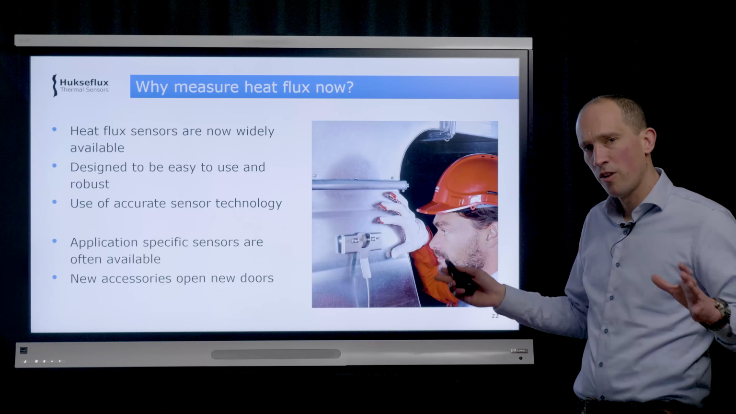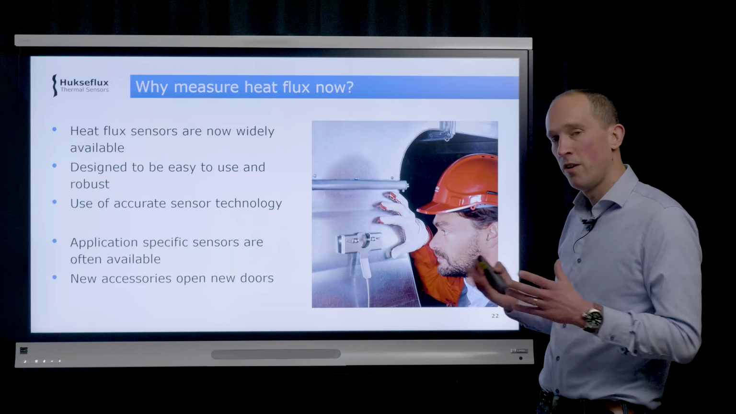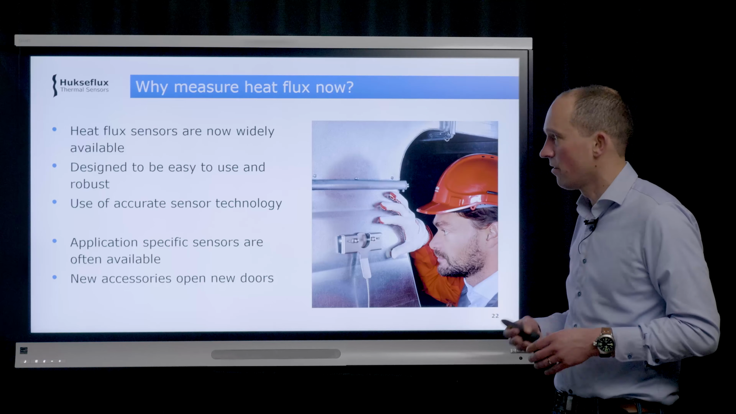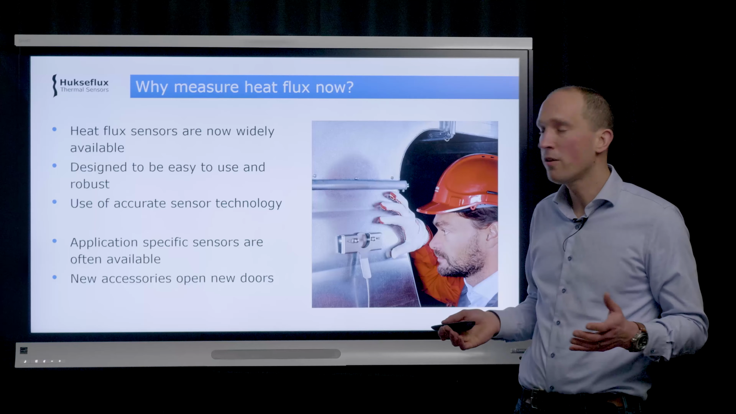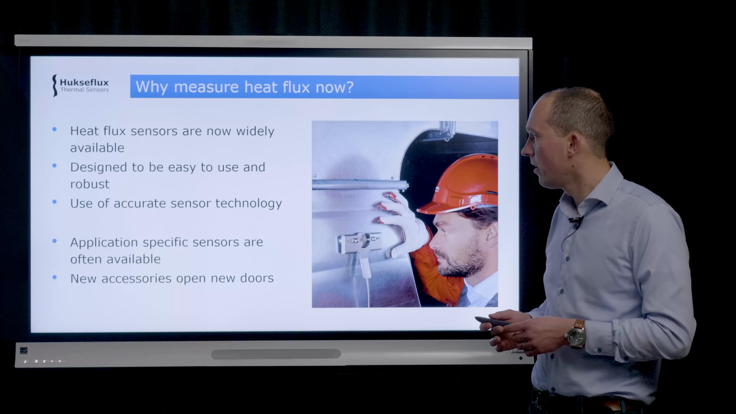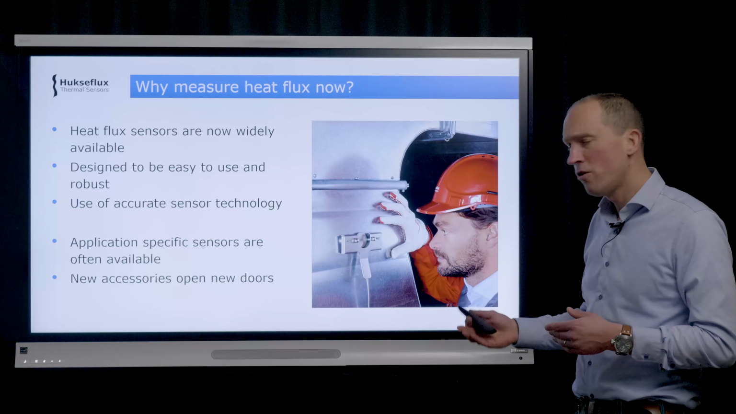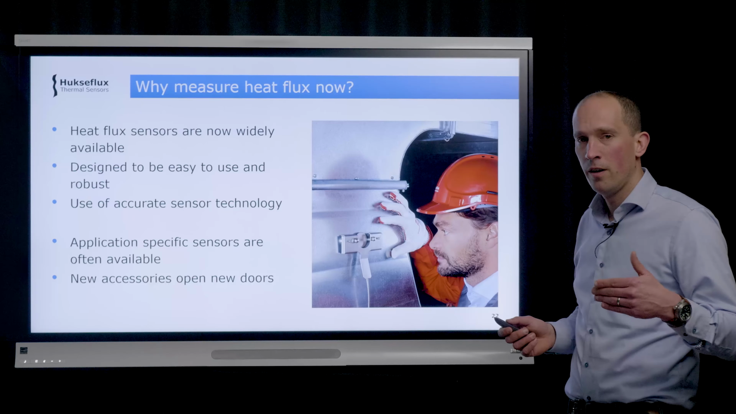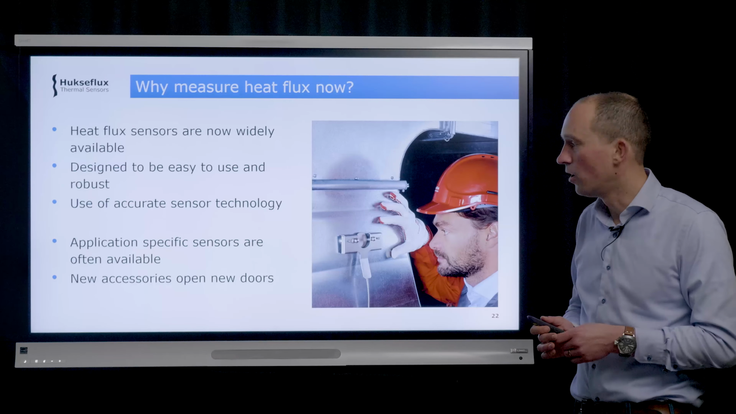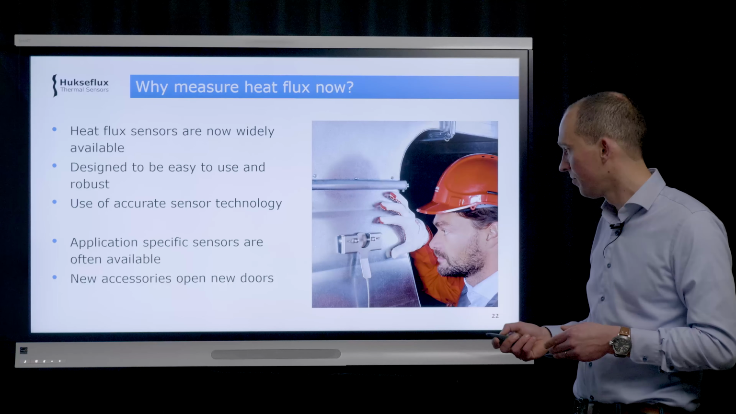So to summarize this point of why you should be measuring heat flux right now, heat flux sensors are now very widely available and they're designed to be very easy to use, while at the same time being very robust. They rely on very accurate sensor technology. Application-specific sensors are often available, and there is a very wide range of accessories that really open new doors of using a heat flux sensor in a very effective method.